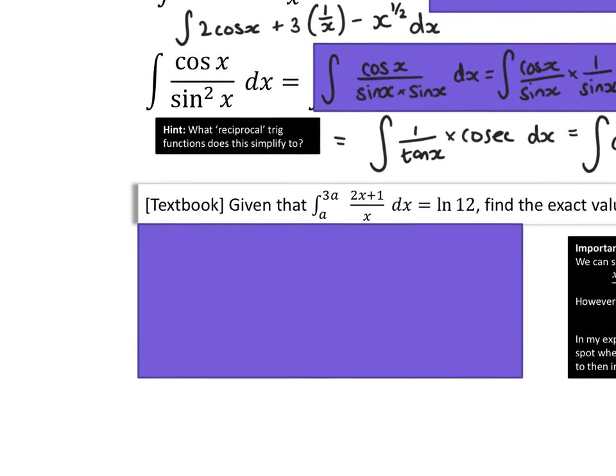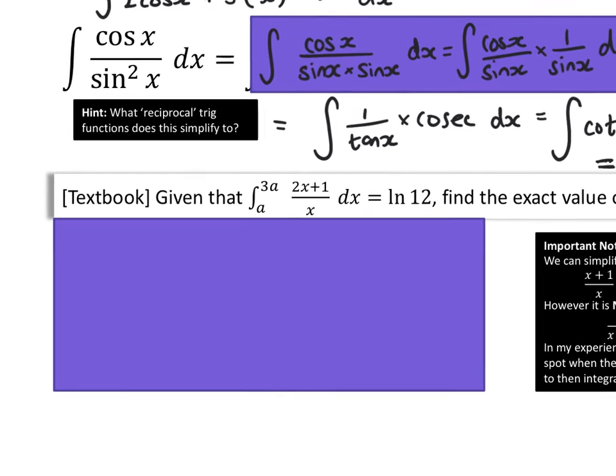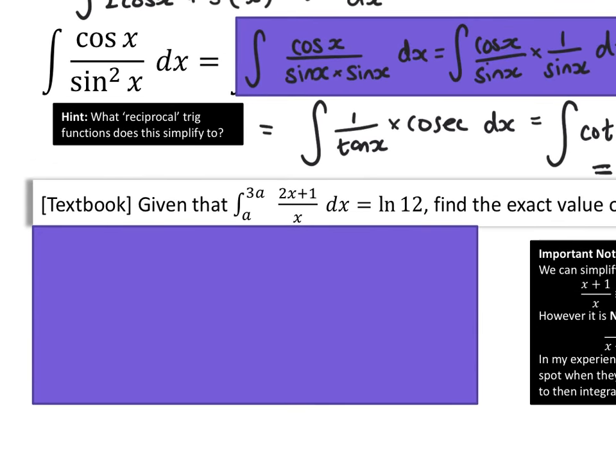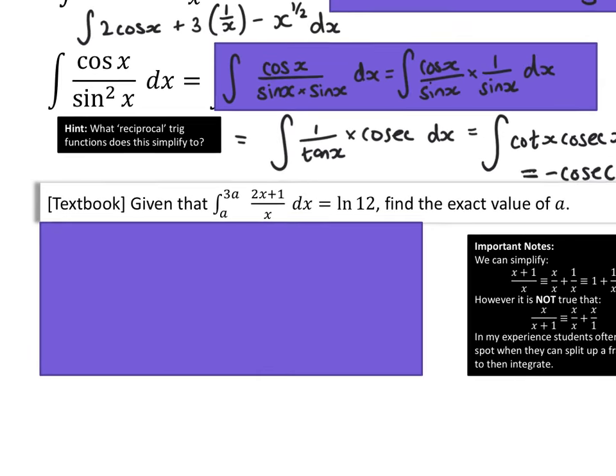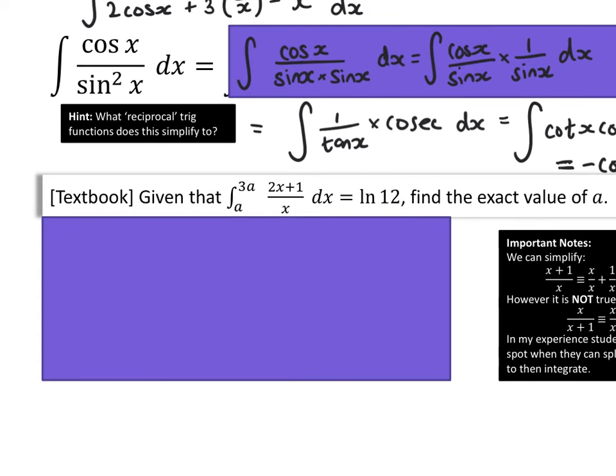Okay, here we have: given that the integral between 3a and a of (2x plus 1) over x dx equals ln of 12, find the exact value of a. Okay then, so first of all, we need to rewrite this. So we've got the integral between 3a and a of (2x plus 1) over x. I'm going to split this up, so I'm going to get 2x over x plus 1 over x with respect to x.